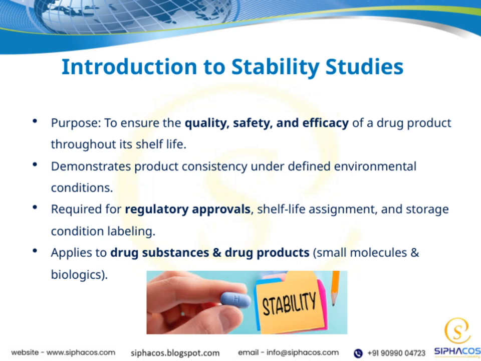One of the key aspects we look at is product consistency under specific environmental conditions. This involves testing how the product behaves when exposed to different temperatures, humidity levels, and light. It's crucial because these factors can influence the stability of both drug substances and drug products.